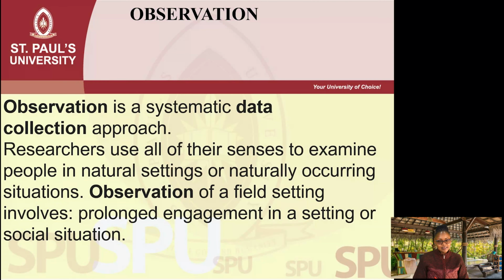The fourth one is the observation method, or the third one for that matter. Observation is a systematic data collection approach. Researchers use all of their senses to examine people in natural settings or naturally occurring situations. Observation of a field setting involves prolonged engagement in a setting or a social situation. Here, you are collecting data through a systematic data collection approach called observation.